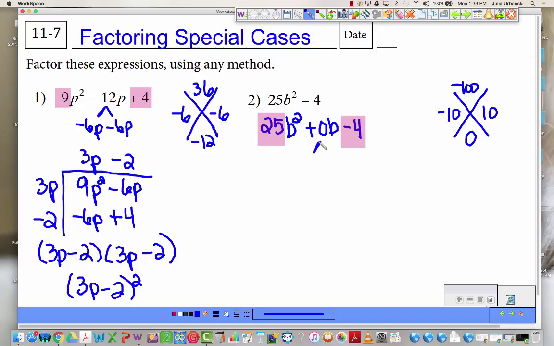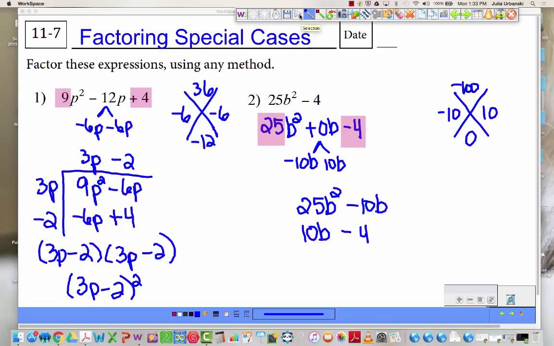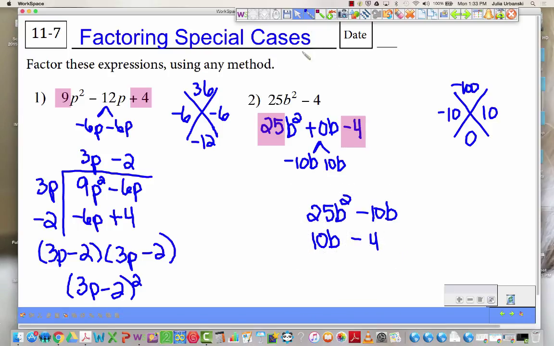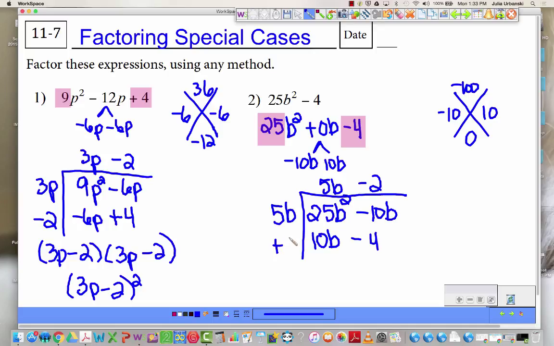So when you do your boxes, this splits up this time into negative 10b and positive 10b. So we have 25b squared minus 10b, and then we make positive 10b, and then minus 4. When you look at these factors, it's going to be just slightly different. 5b, and then this one has a negative 2 in common. When you go this way, it's 5b, but it has a positive 2 in common. So it'd be 5b plus 2 and 5b minus 2.